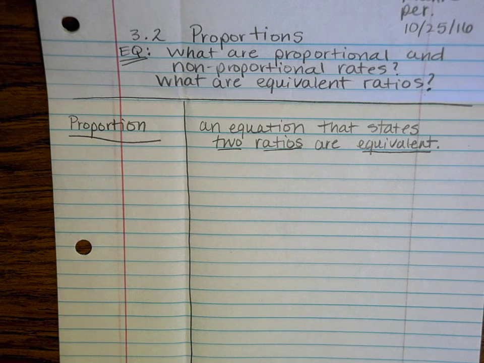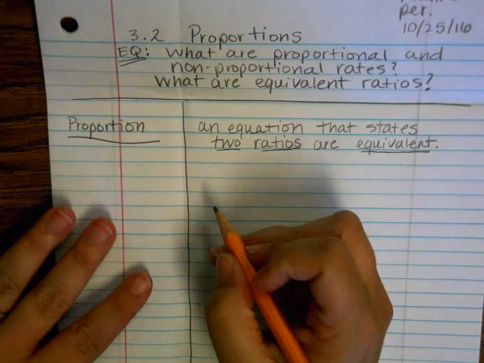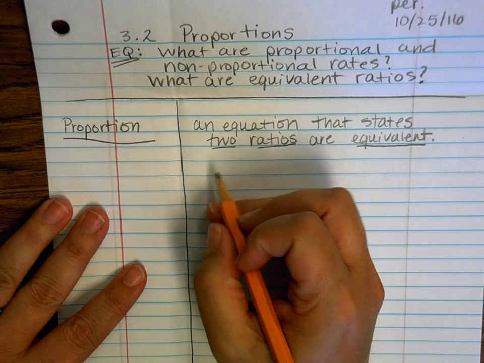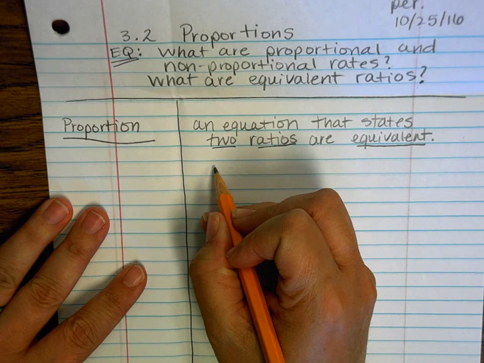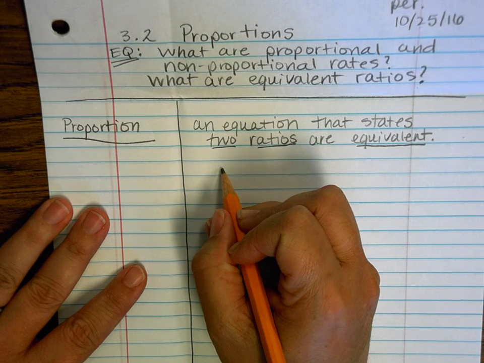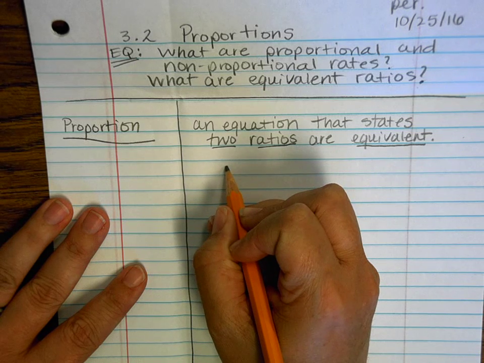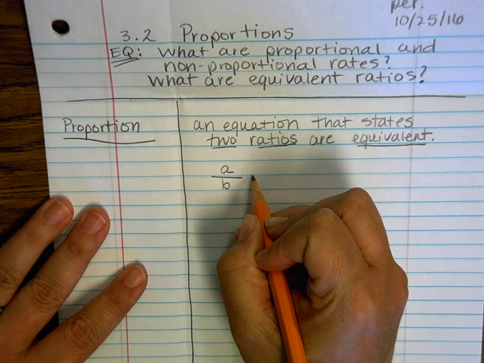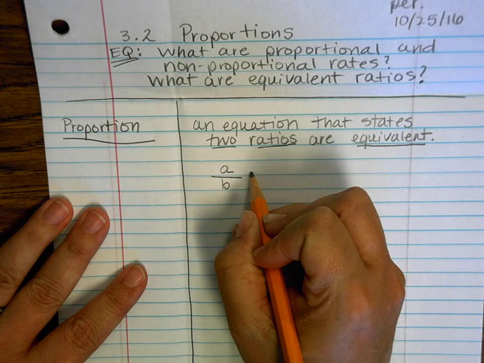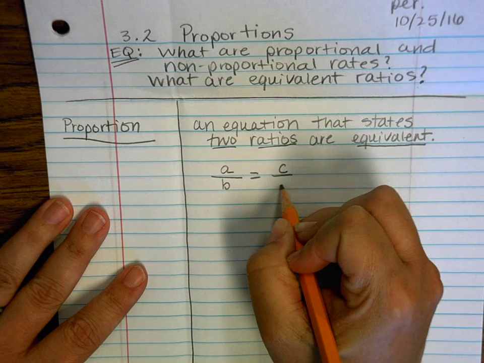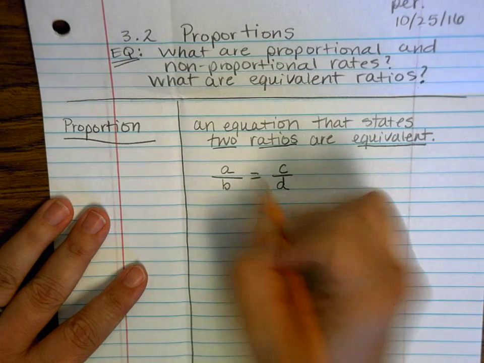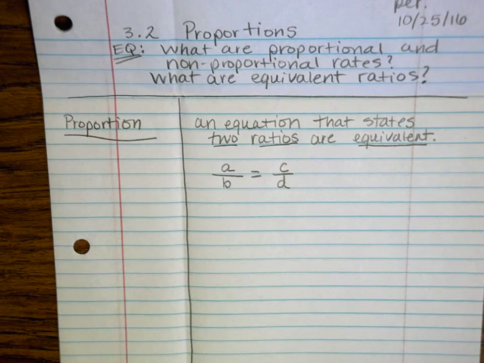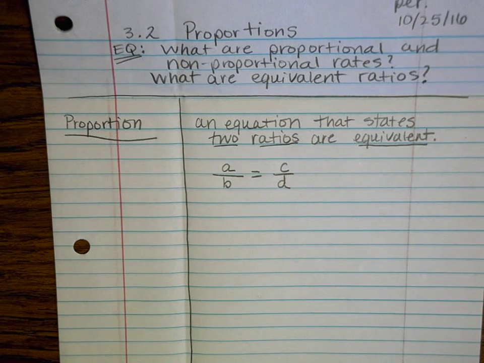So I'm going to give you an example. One thing you probably learned in 6th grade, you might have used letters, but let's do A over B, just letters, no numbers, equals C over D. So this is a proportion. We have an equation with an equal sign. We have fractions.